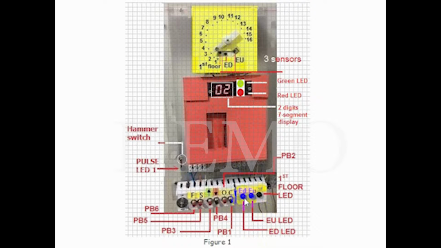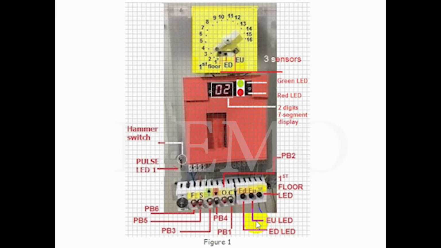ED, or emergency down, LED turns on when the cabin is parked at the floor below the first floor. On the other hand, EU, or emergency up, LED turns on when the cabin is parked at the floor higher than the 16th.